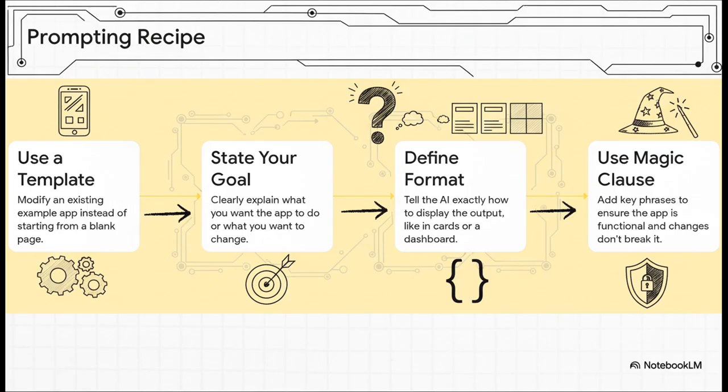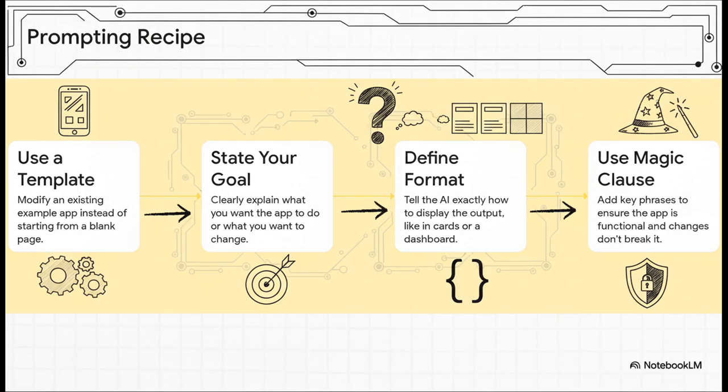So let's break it down into a simple 4-step recipe for the perfect prompt. First, like we just said, start with a template. Second, just clearly describe what you want to do. Third, and this is a big one, be specific about the format. Tell it exactly how you want the output to look. Say things like, display the info in 3 columns of cards, or create a dashboard layout. And finally, you add the magic clauses.